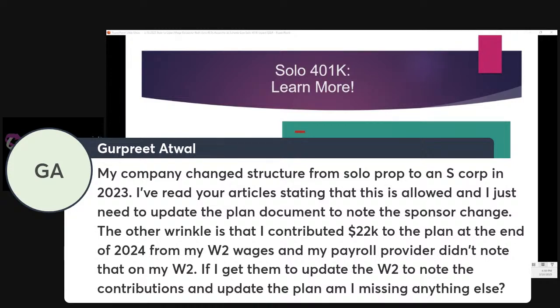Thank you for that great question. My company changed structure from sole prop to an S Corp in 2023. I read your article stating this is allowed. I just need to update the plan documents to note the sponsor change. The other wrinkle is that I contributed $22,000 to the plan at the end of 2024 from my W-2 wages, and my payroll provider didn't note that on my W-2. If I get them to update the W-2 to note the contributions and update the plan, am I missing anything else? No. So that would be updating the W-2, updating the plan.